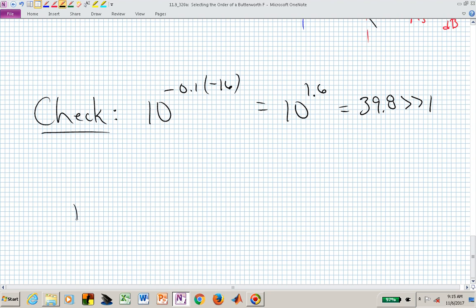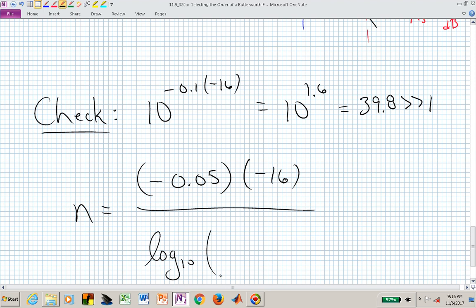That says then that we can go ahead and apply our formula, which is minus 0.05 times our a sub s, which was minus 16 in this case, divided by log base 10 of this ratio of our stop band frequency, 10,000, over our pass band frequency of 2,000. So we're really taking log of 5. And we divide that into the numerator term, and we end up with, in this particular case, n equaling 1.14.